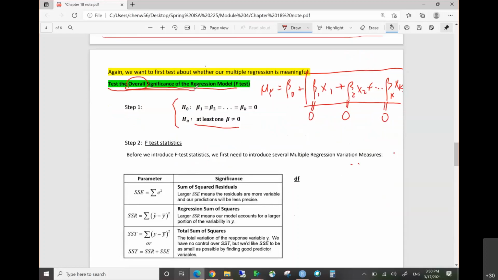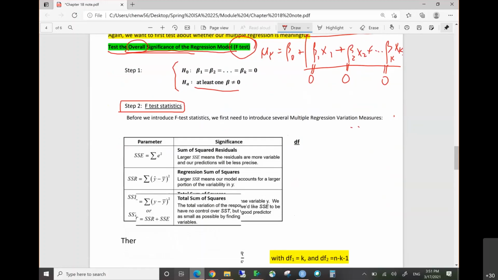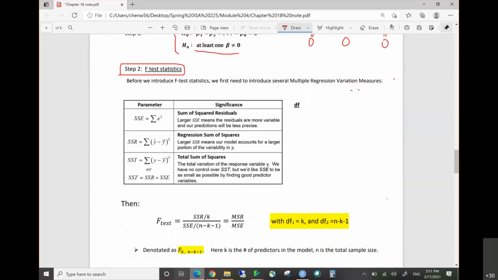And for this kind of hypothesis test, we will learn about another test. We call it the F test. For the simple regression model, we use the t-test to test whether beta 1 equals 0 or not. But for the multiple regression, we use the F-test to test the overall significance of the regression model. Before we go through the F-test statistics, we have something else to talk about first.